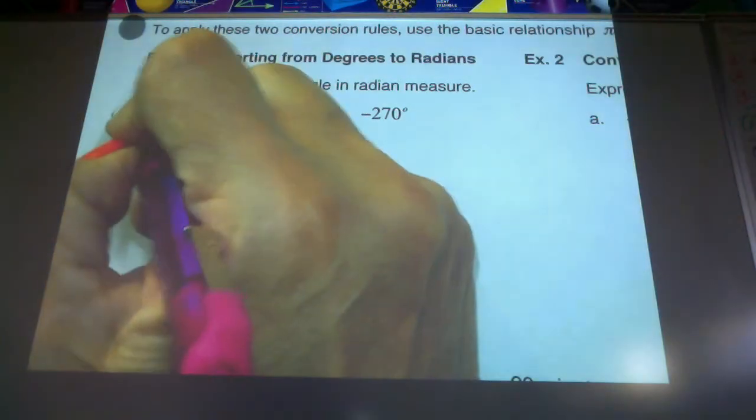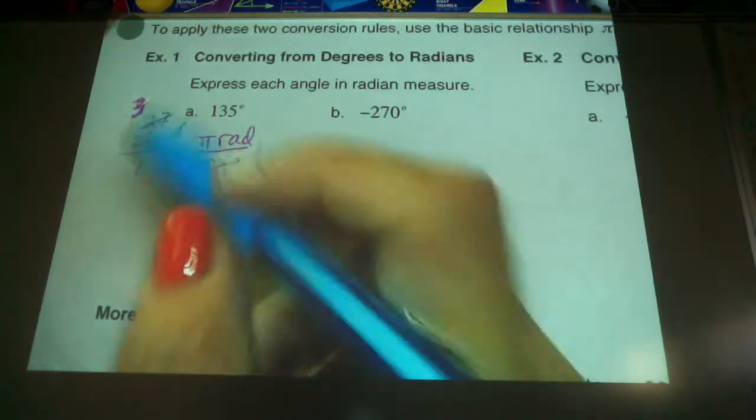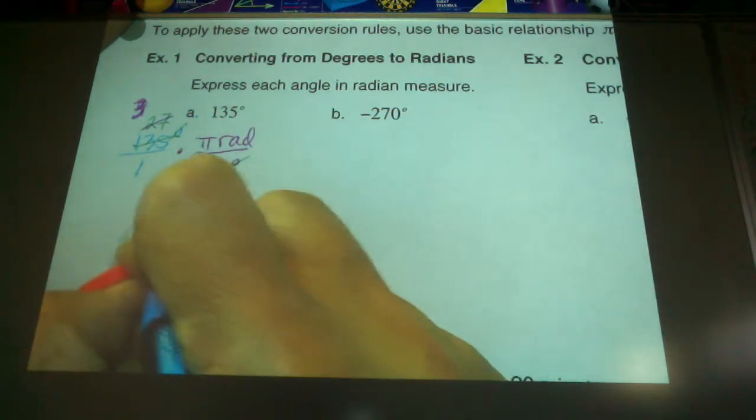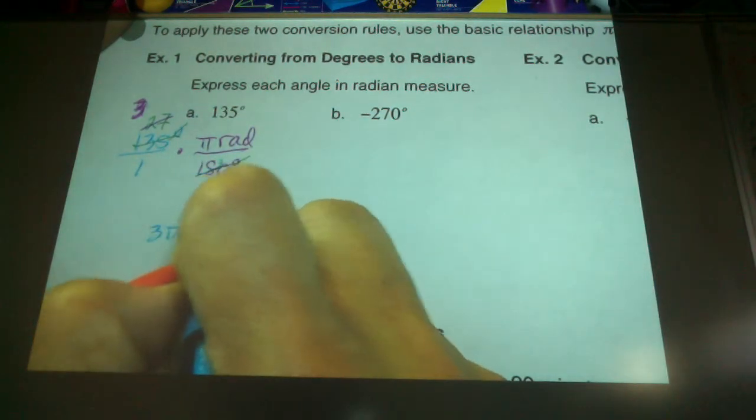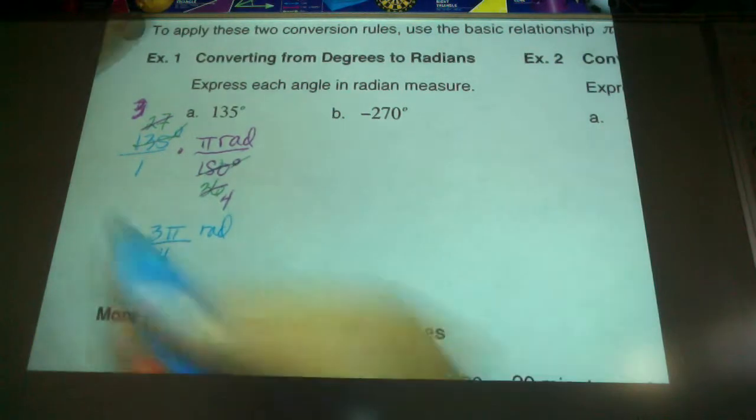How did that not work out? Oh, 9 goes in here 3 times. What the heck? I said it and wrote it wrong. All right, so our final is 3 times pi times rad, 3 pi rad over 4.